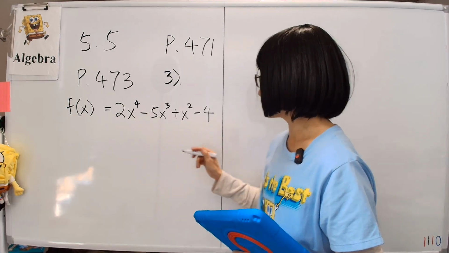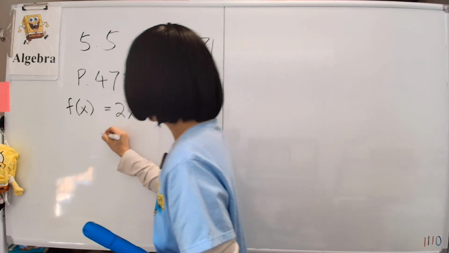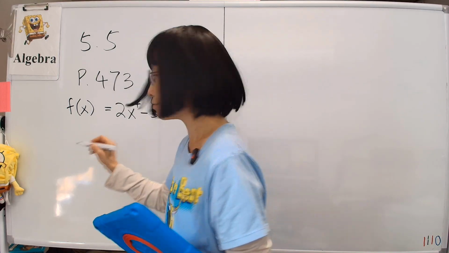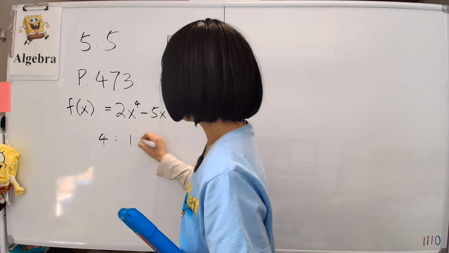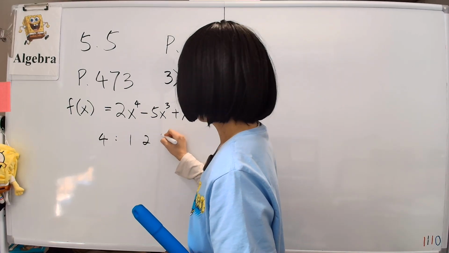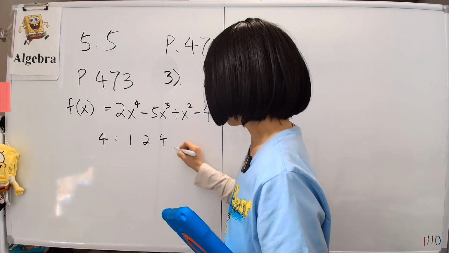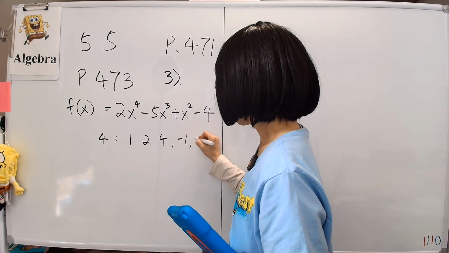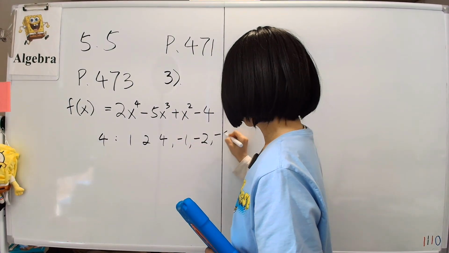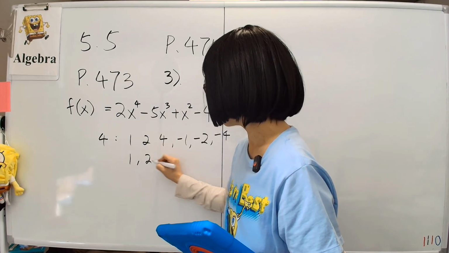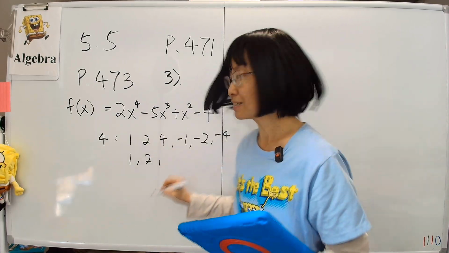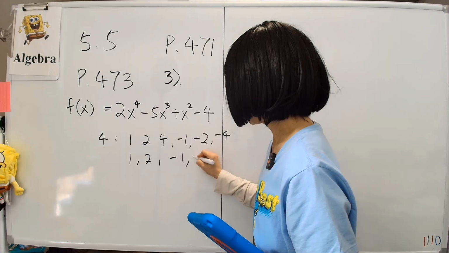And what are the factors of this thing? The factors of 4, of course, including the negative ones, would be 1, 2, and 4. That's about it. And also the negative versions, -1, -2, -4. And then the factors of 2 will be 1, 2, and also the negative ones, -1 and -2.